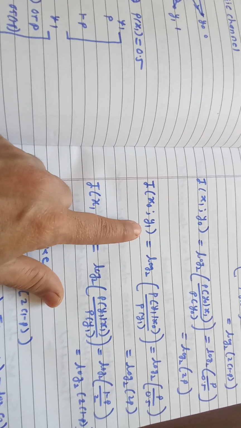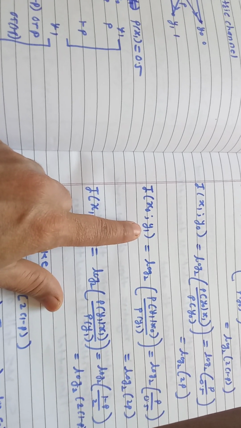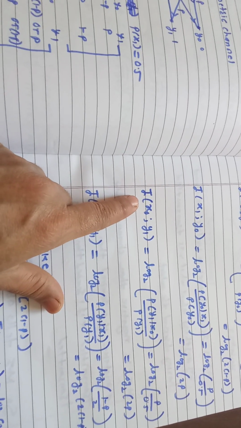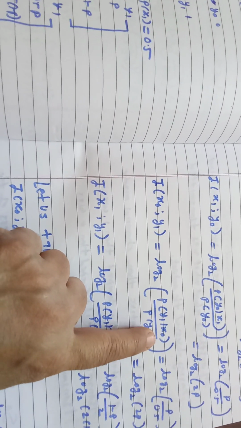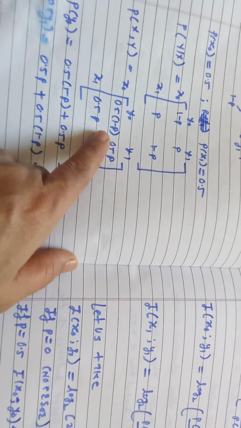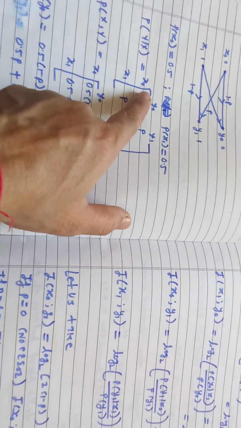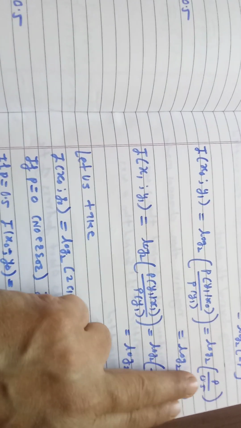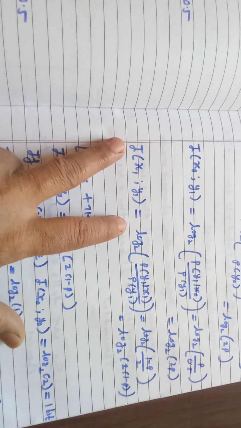I x0 semicolon y1, that means you received a y1. What is the information it gives you? That x0 is transmitted. So that is log 2 of probability y1 given x0 divided by p y1. Probability y1 given x0 is p. So p y1 is 0.5, that is log 2 of 2p.